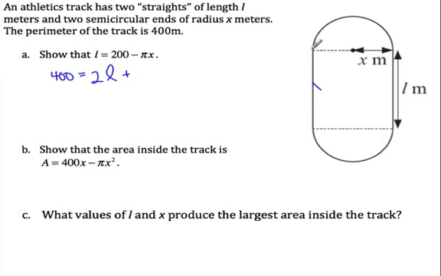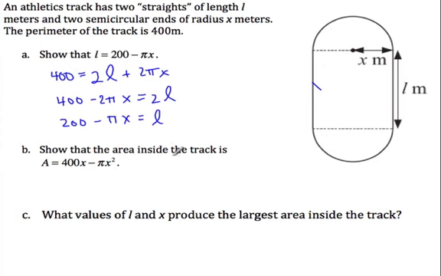That's 2 pi r, divided by 2. And actually, we've got two of those. So we can just say 2 pi times r, and r is x. The radius is x. Okay, so then if we start moving some of this stuff away, we get 400 minus 2 pi x equals 2L. And then divide by 2, we get 200 minus pi x equals L, which is exactly what we have here.